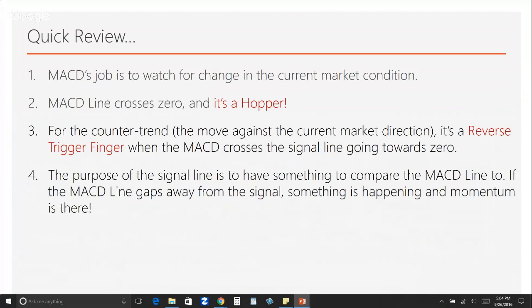And number four, the purpose of the signal line is to have something to compare the MACD line to. So if the MACD line gaps away from the signal line, something is happening and momentum is there.